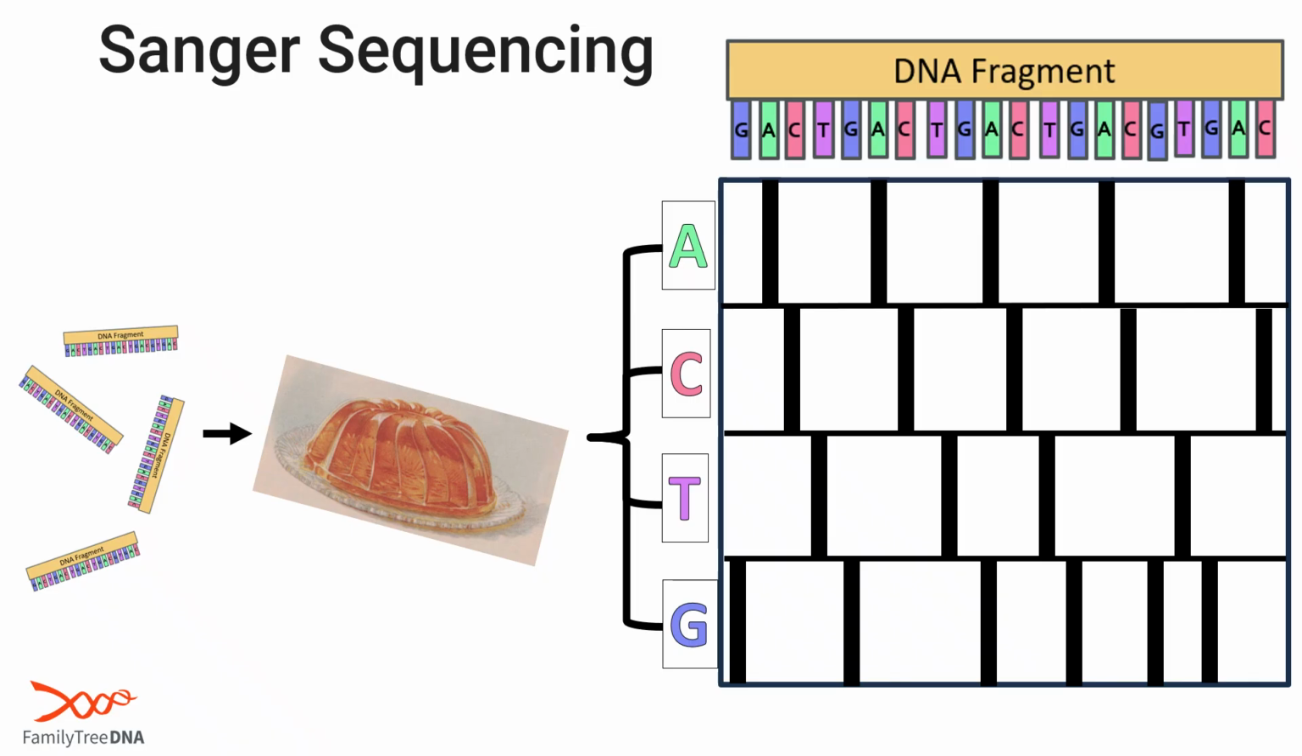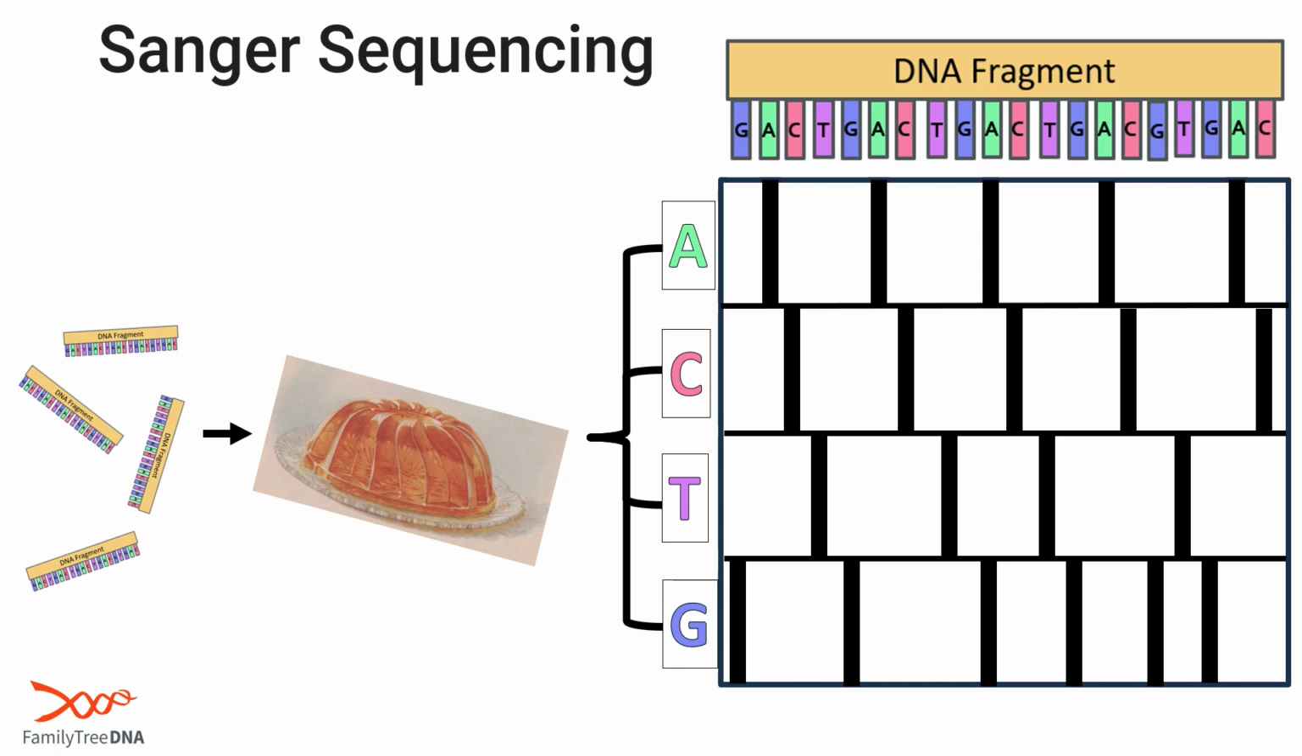It's very reliable. The downside to it, though, is that it can only read small fragments. It has this gel that it has to physically go through, so at a certain point, it's going to lose the oomph to keep going through that gel. So it's going to be small fragments, typically somewhere between 500 and 900 base pairs. Now, for some tests, that's perfect. That's fine. That's all you really need.